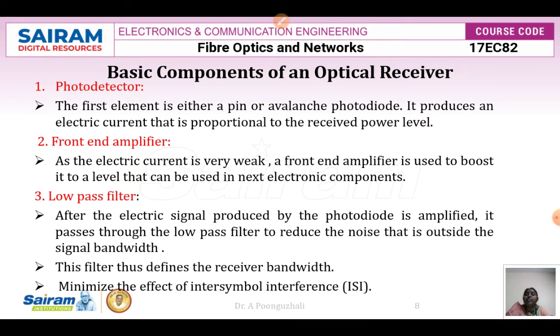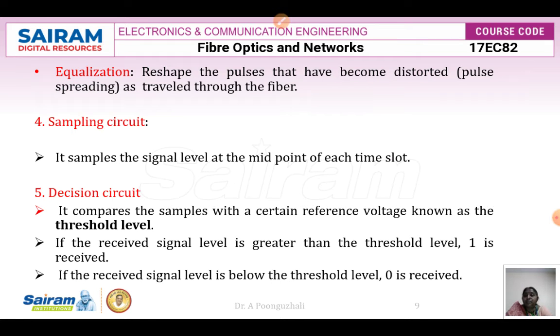Next is a low pass filter. After the electric signal produced by the photodiode is amplified, it passes through the low pass filter to reduce the noise. That is, if there is any noise present along with this amplified signal, that noise should be removed, and it is done with the help of the low pass filter. That is how the noise present outside the signal bandwidth will be removed. Then this filter is going to decide the receiver bandwidth, and it is going to minimize the intersymbol interference.